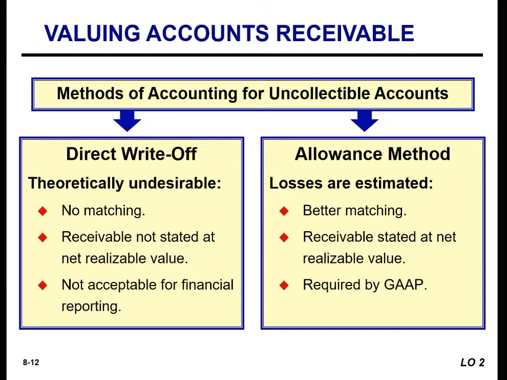The direct write-off is one that GAAP does not allow us to use. It is theoretically undesirable. There is no matching of expenses and revenues. Receivables aren't stated at their net realizable value on the balance sheet, and we cannot use it for financial reporting. During the direct write-off method, this is when a specific account is determined to be uncollectible and the loss is charged to the bad debt expense at that specific point in time.